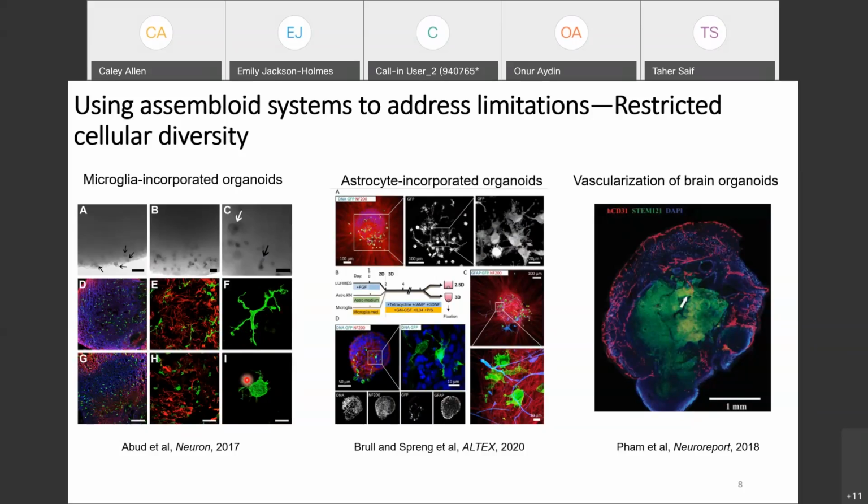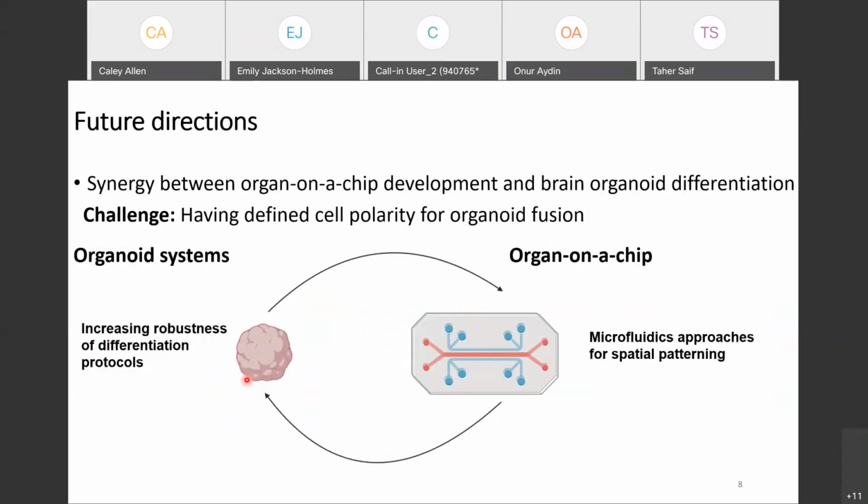So although assembloid systems are useful for understanding these developmental processes, I think there's still a lot of work that needs to be done to fully utilize the potential of the system. So I'm thinking that some synergy between organoid-on-chip development and organoid differentiation protocols needs to happen, particularly in addressing certain challenges of the assembloid system.